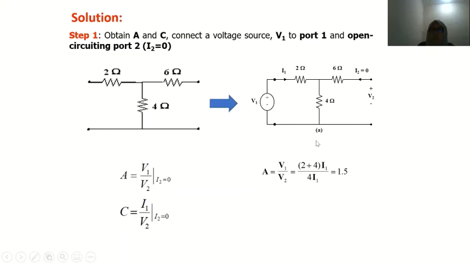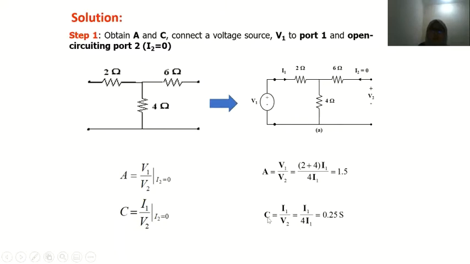So from here you can get your A is equivalent to 1.5. And we know that your A is your voltage gain. A has no unit.